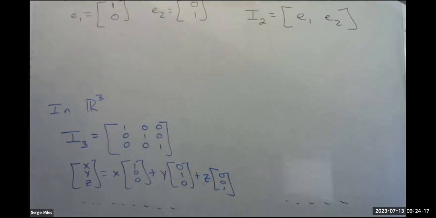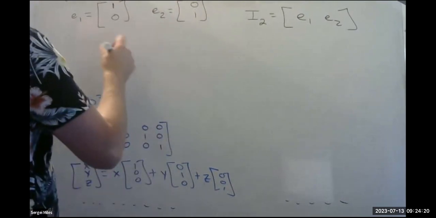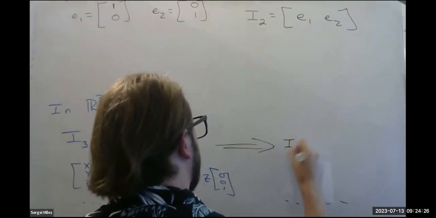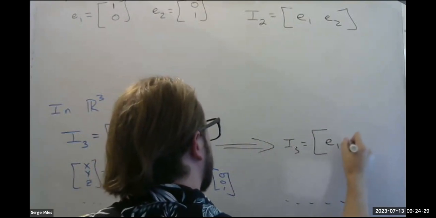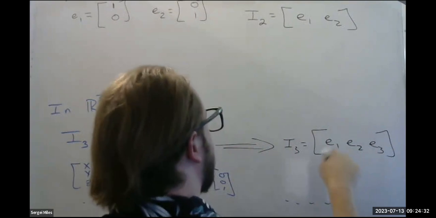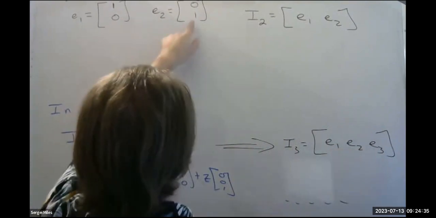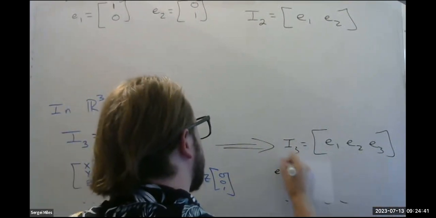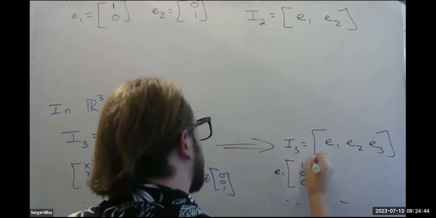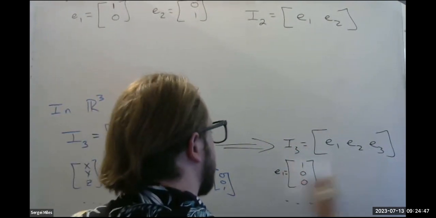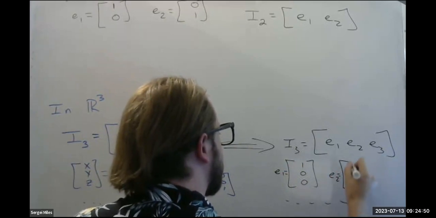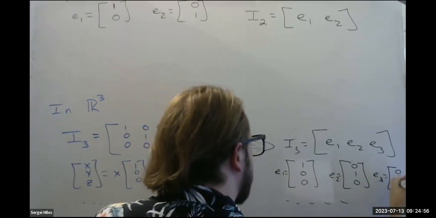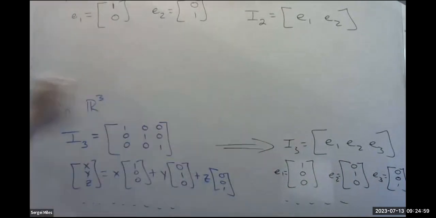Well, in fact, for any size identity matrix, I can do this. If I'm in R3, I can say I3 is the identity matrix with E1, E2, E3 as columns, where you're going to have to increase the number of entries depending on what space you're inside of. Because this is in R3, E1 has 3 entries, but I'm going to put the 1 in the first spot. E2 has 3 entries, but I'm going to put the 1 in the second spot. And then E3 has 3 entries, and I'm going to put the 1 in the third spot. This notation is going to be more important in a few minutes.